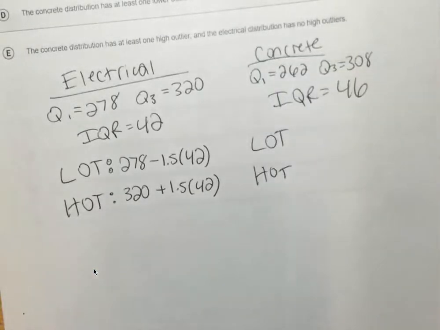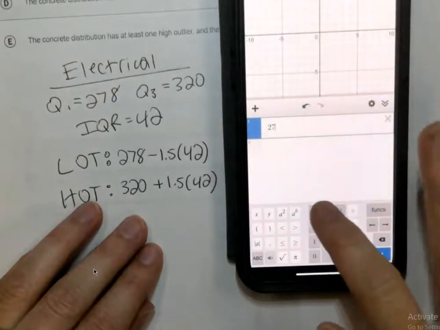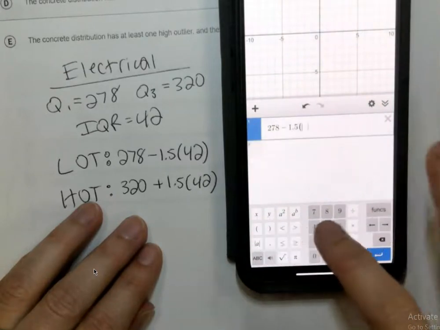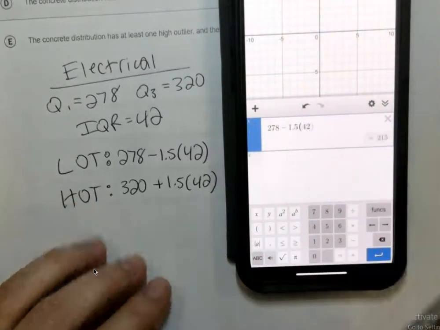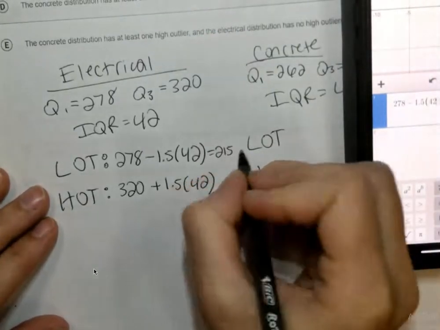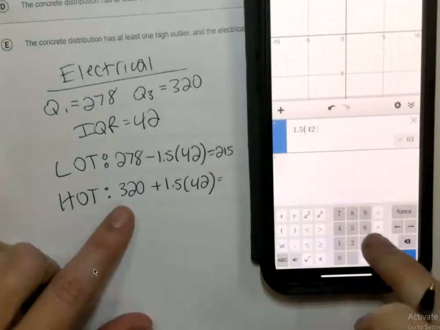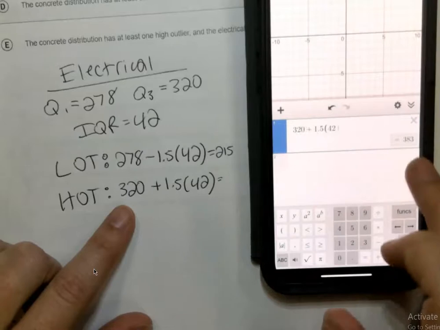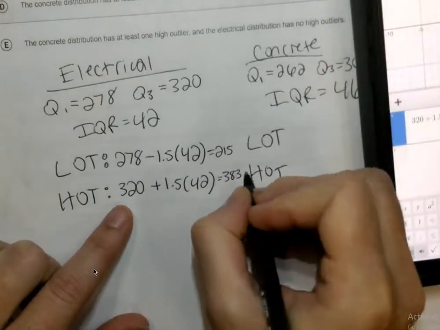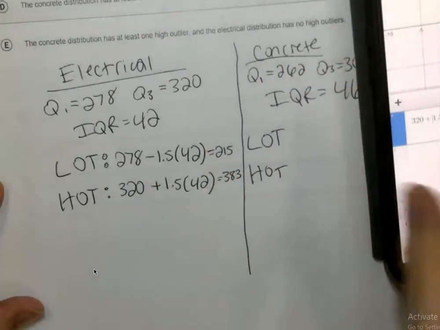You go to Desmos because it's easier. All right, 278 minus 1.5 times 42. All right, I get 215 for the lot. All right, for the hot, I'm just going to change those first two numbers. 320 plus. All right, so I get 383. Let me draw a line between these.